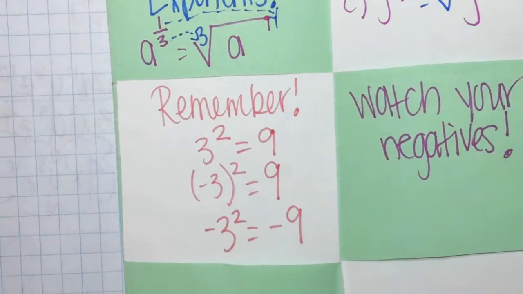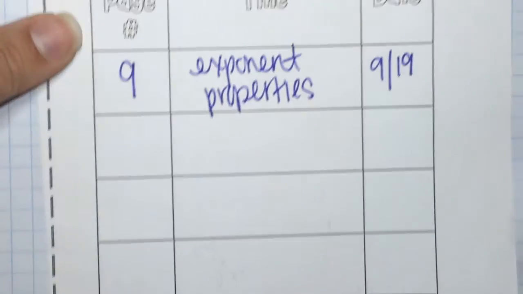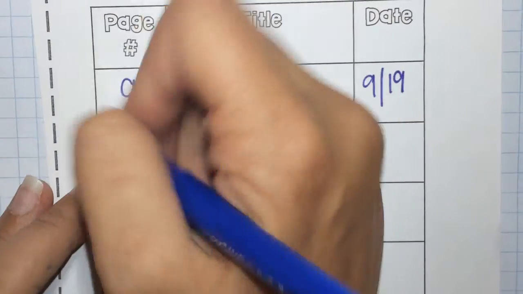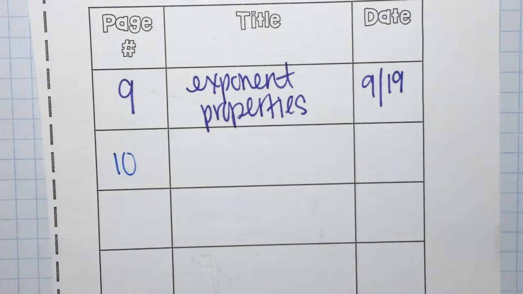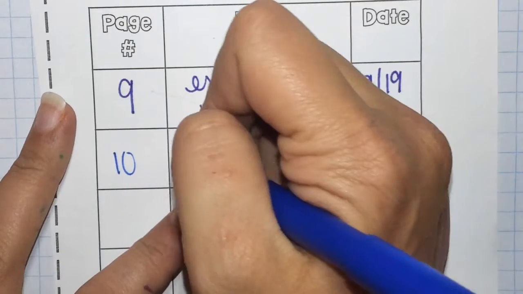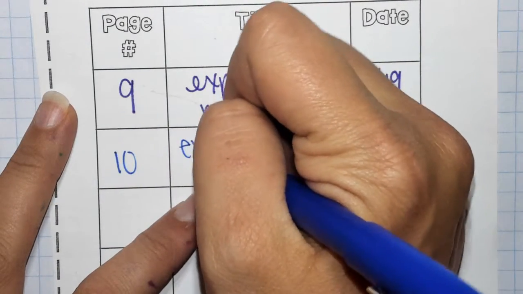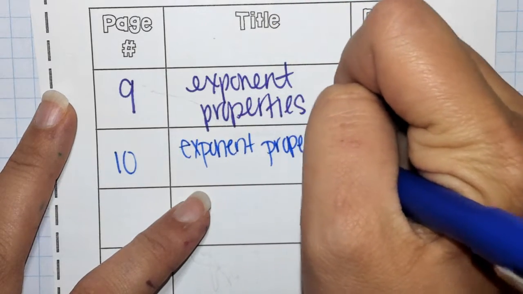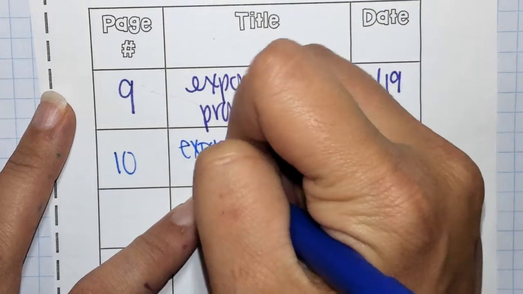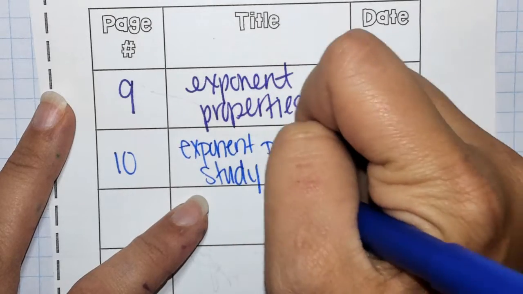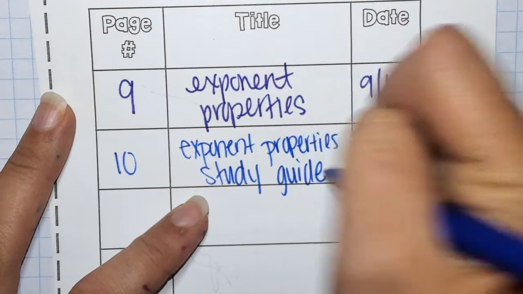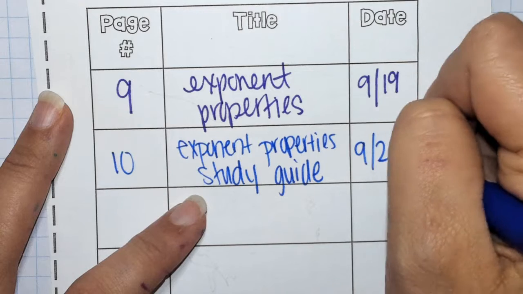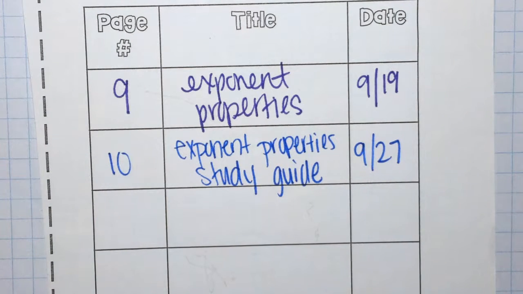So now what we're going to do is create our study guide in our notebook for our test on Friday. On your table of contents, I want you to write page 10, and I want you to write exponent properties study guide, and put today's date. We are going to create it together.